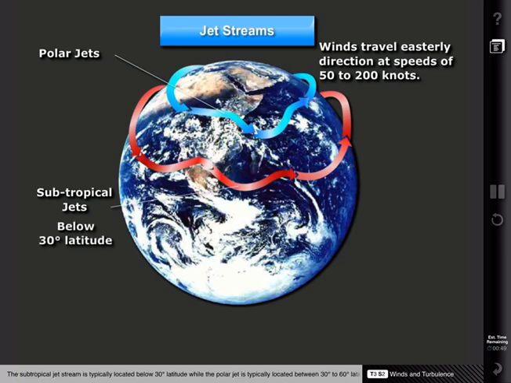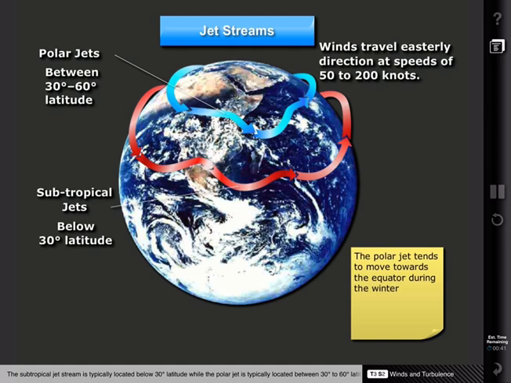The subtropical jet stream is typically located below 30 degrees latitude, while the polar jet is typically located between 30 to 60 degrees latitude.